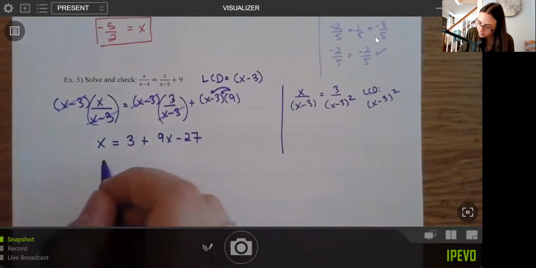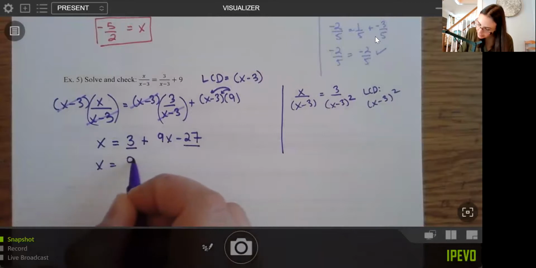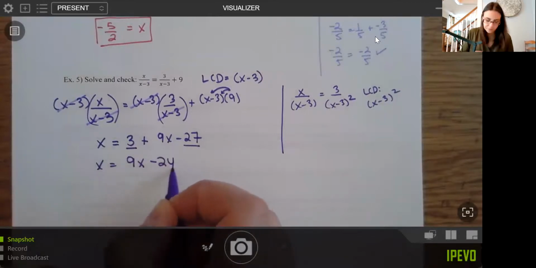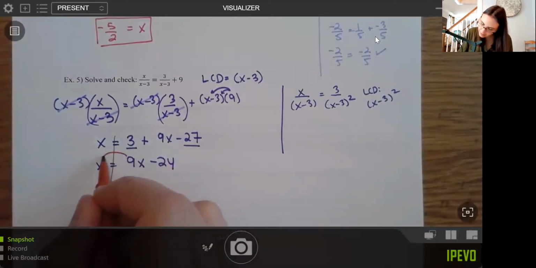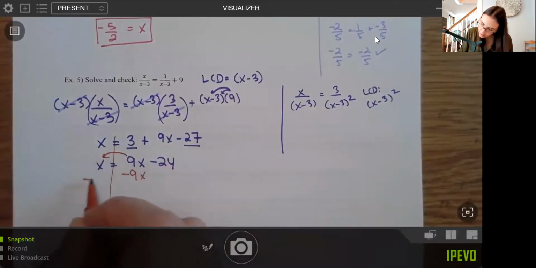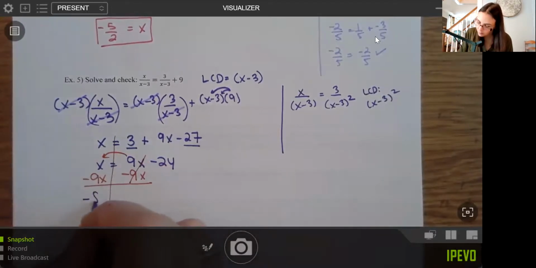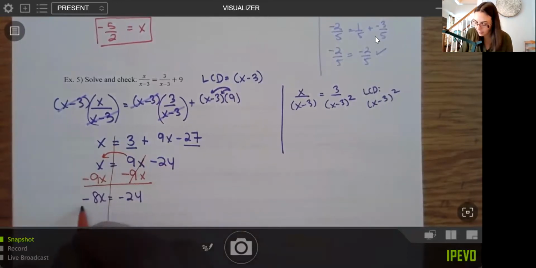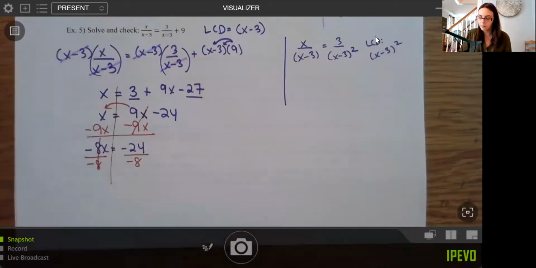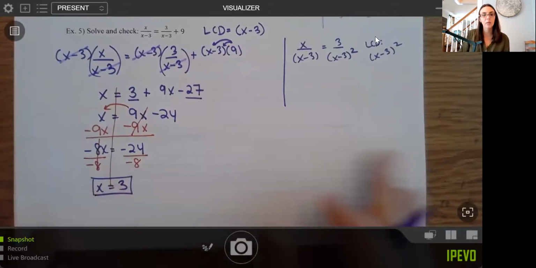I'm going to keep solving. So I do have like terms here. So I'm bringing the 9x down, and then I have minus 24. I'm going to bring my 9x to the left so I can separate out my different kinds of terms. And then I'm going to go ahead and divide both sides by negative 8. And I get x equals 3.